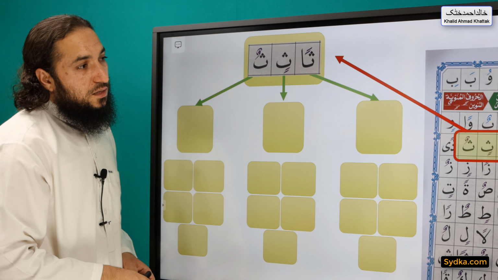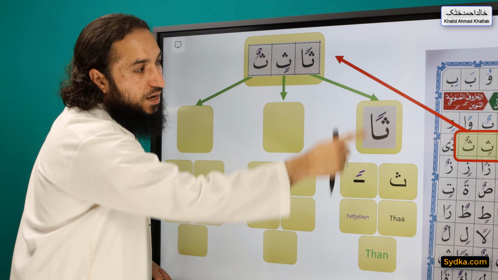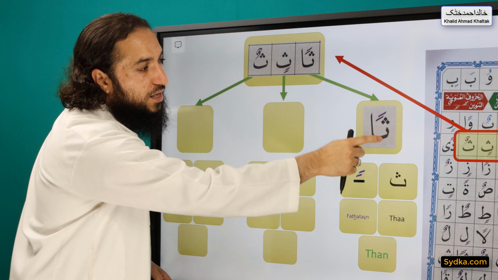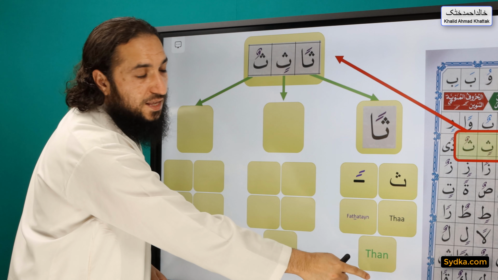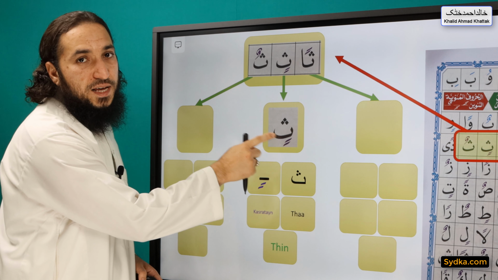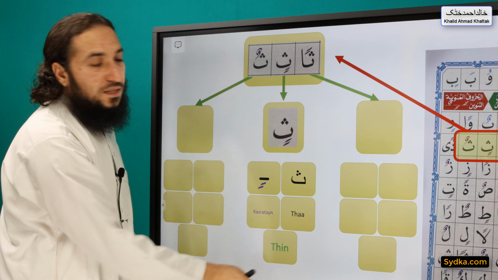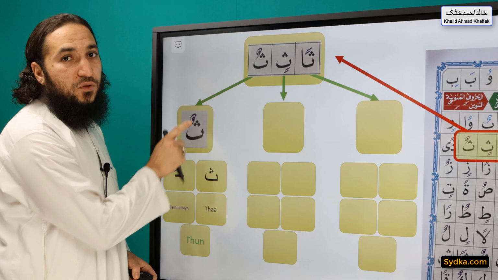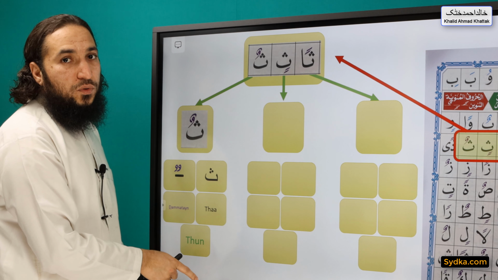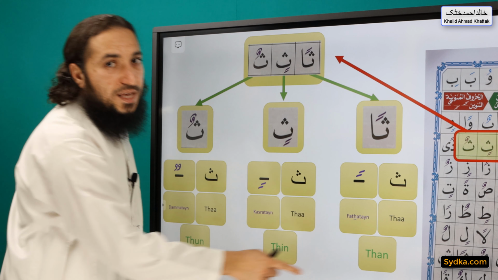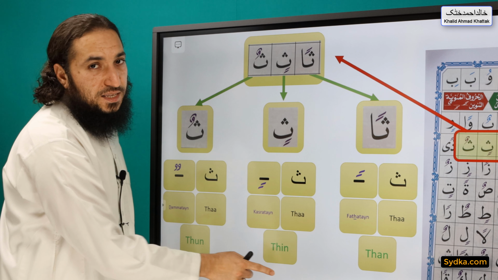The next three syllables are, this is tha fathatain than, and the alif is silent. Tha fathatain than, tha kasratain thin, tha dhammatain thun. Than, thin, thun, than, thin, thun.